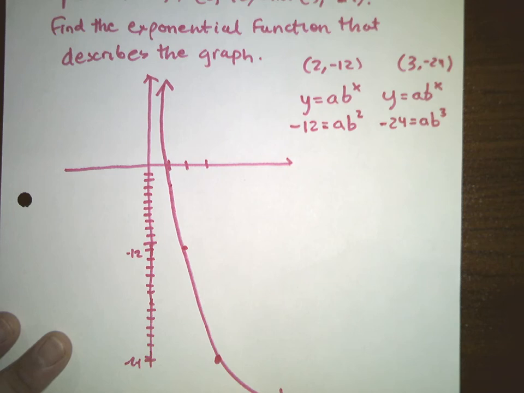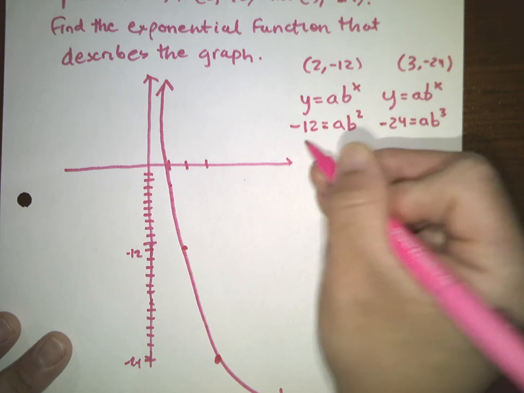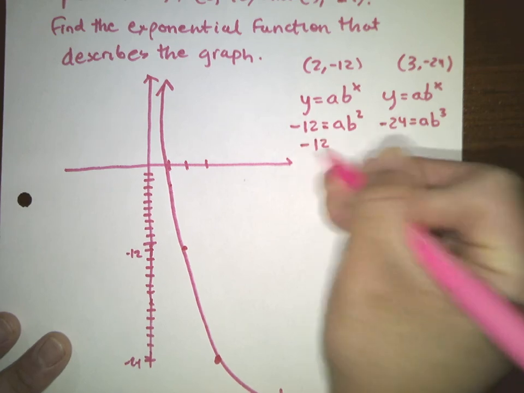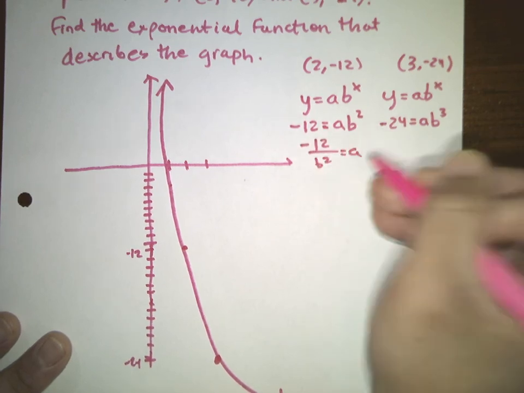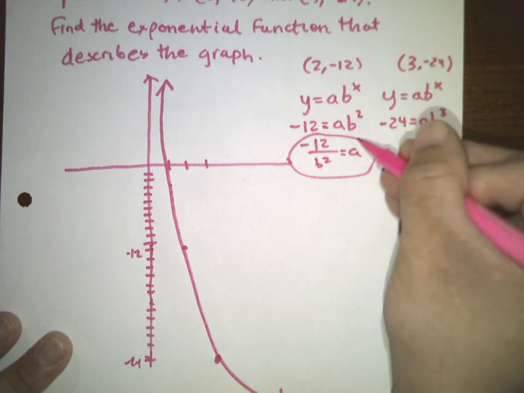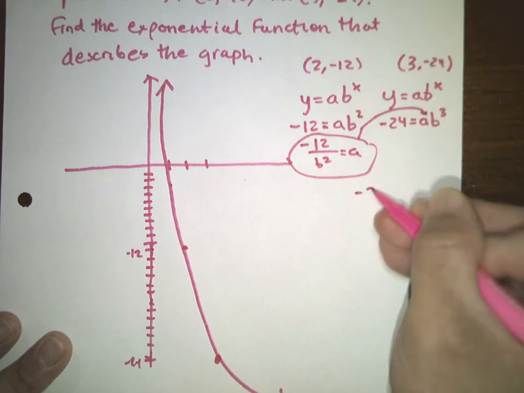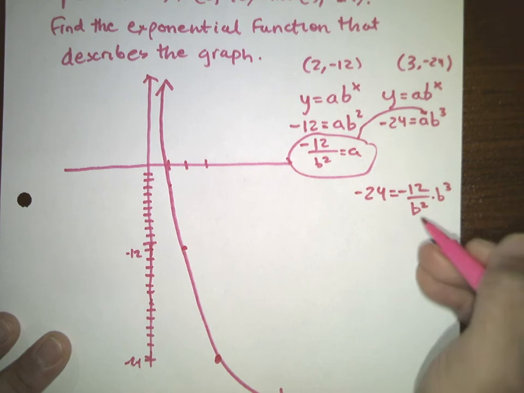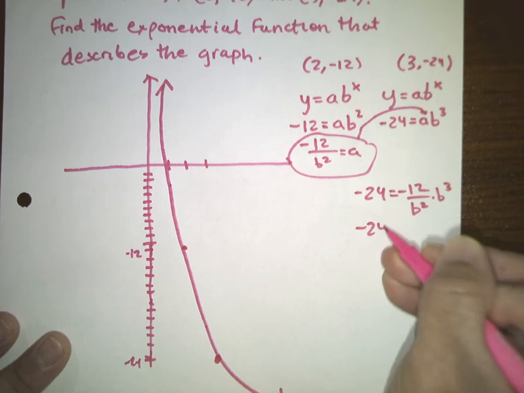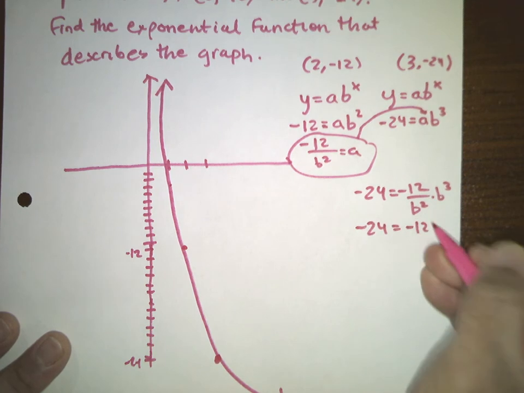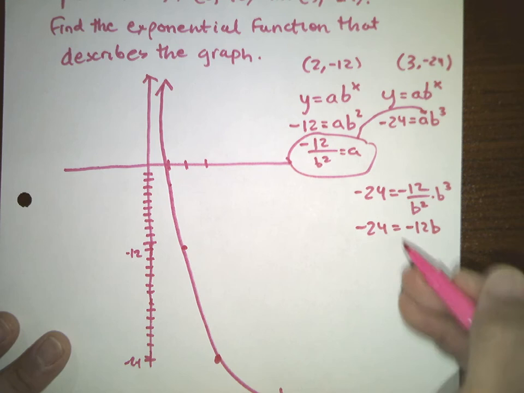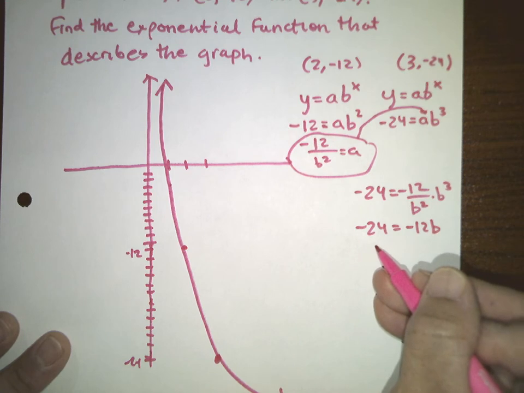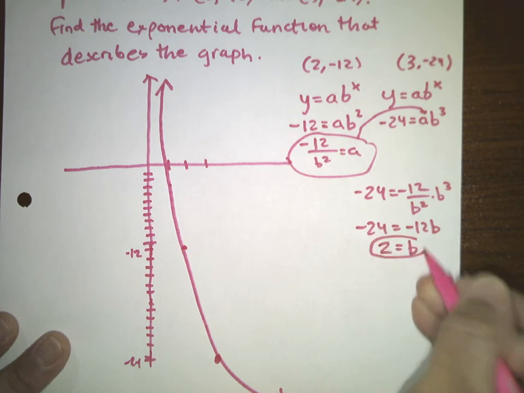And then what I can do is actually just divide this by b squared. So -12 over b squared is equal to a. And then I'll substitute that in for a. So -24 is -12 over b squared times b to the third. Then b to the third over b squared is b. So -24 is -12b. Then I'll divide by -12 on each side to get that 2 is equal to b.